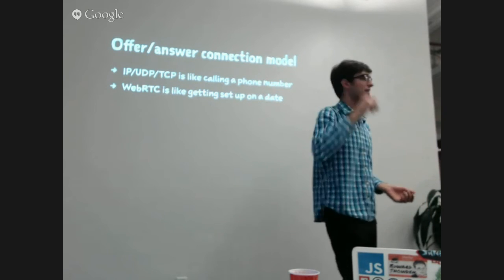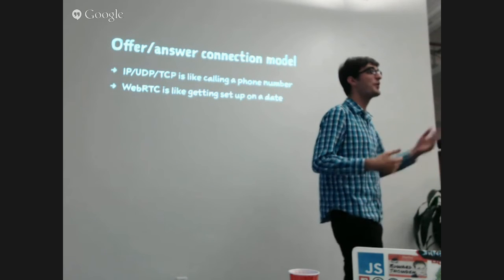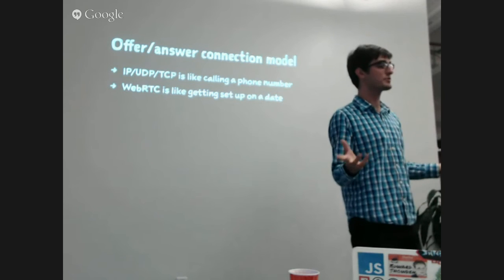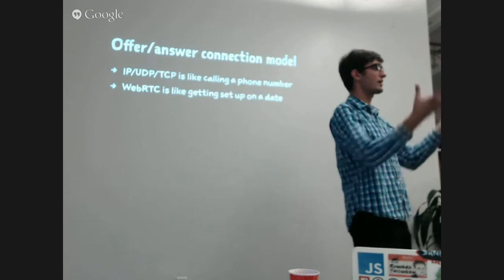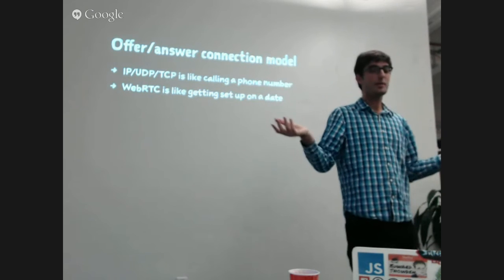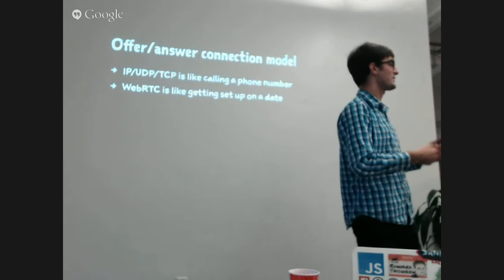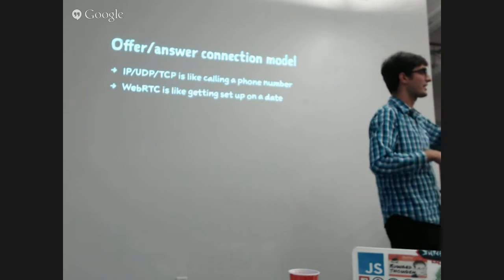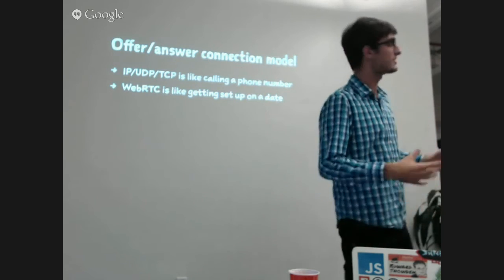But WebRTC is like getting set up on a date or introduced to somebody. You have to know someone who knows them. So in most WebRTC apps, we use a central server for this purpose. Everyone just talks to the server, and the server knows everybody, right? But what I said before is we can also use our own peer-to-peer structure. I can ask you to introduce me to someone you know, but you do need that introduction. So it's a different connection model.